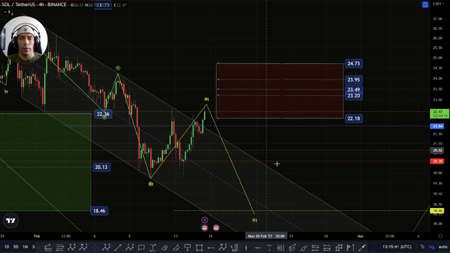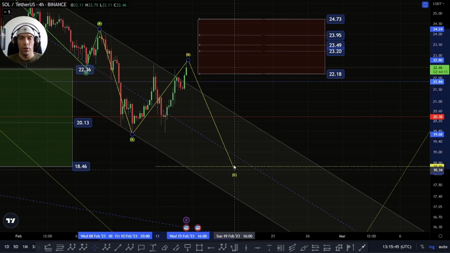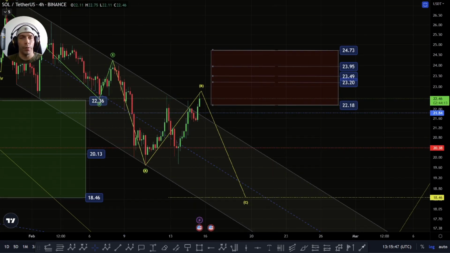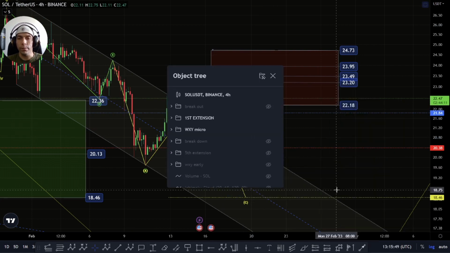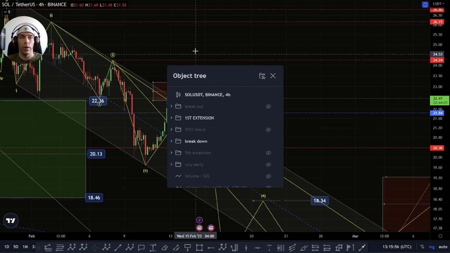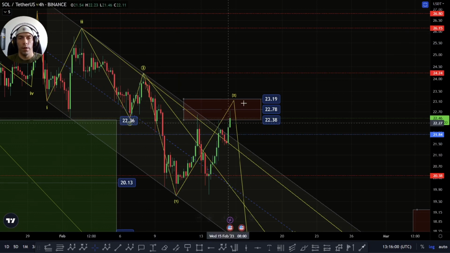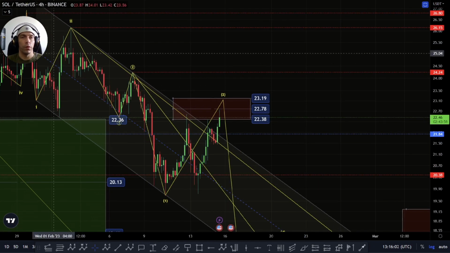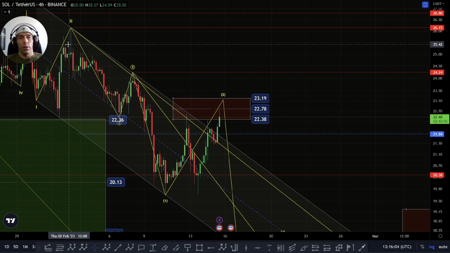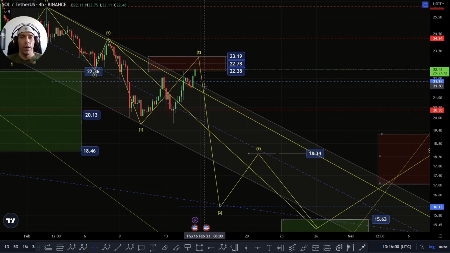Alternatively, we could fail that and then, like I said, look for continuation to the downside. So I am still looking potentially for some downside here, whether we're looking at it in this way or alternatively, there is a more bearish count if we're looking at this potentially completing here, where we can argue that we could be setting up a series of ones and twos here.